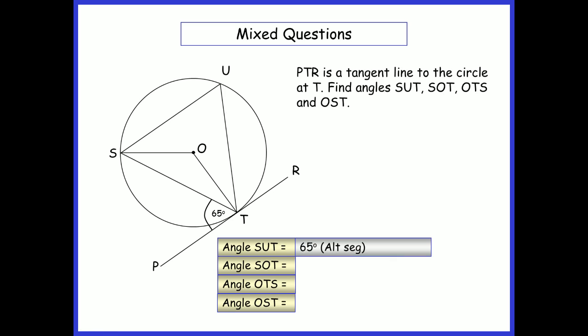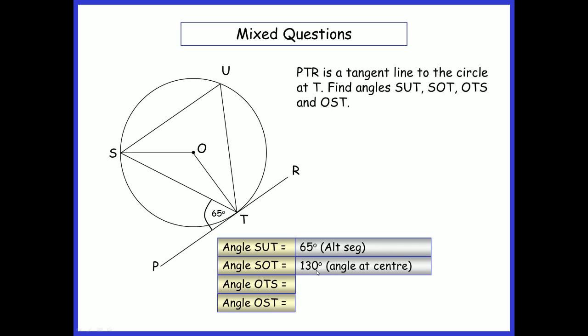The next one is SOT. SOT and SUT have something in common. They have the same arc or chord, and if one gets subtended to the center and one gets subtended to the circumference, the one at the center is twice the size of the one at the circumference. So SOT is equal to 2 times 65, which is 130.